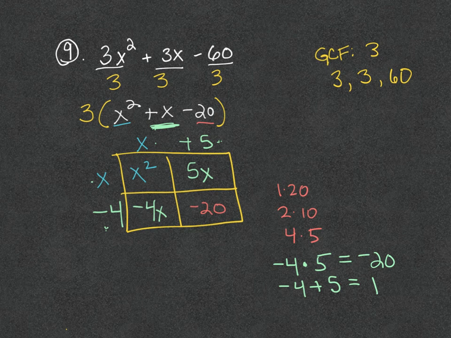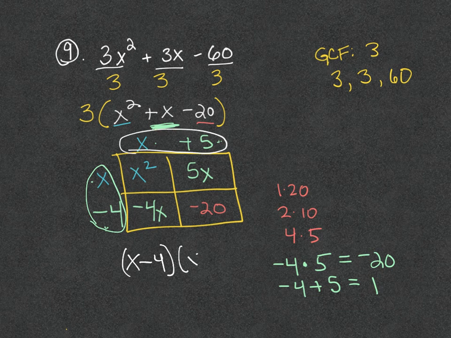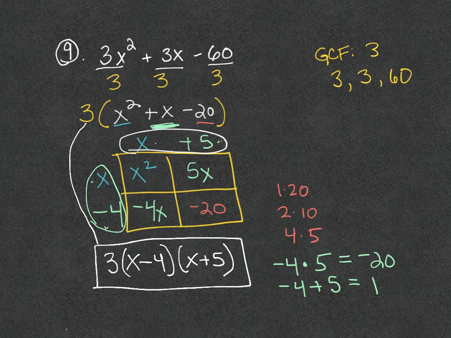And so now I'm ready to write my answer. And so my first factor here is x minus 4. And my other factor here is x plus 5. And then I must remember that I've taken out this greatest common factor of 3, and that needs to go in front. And there is my final factored answer for this original quadratic trinomial.